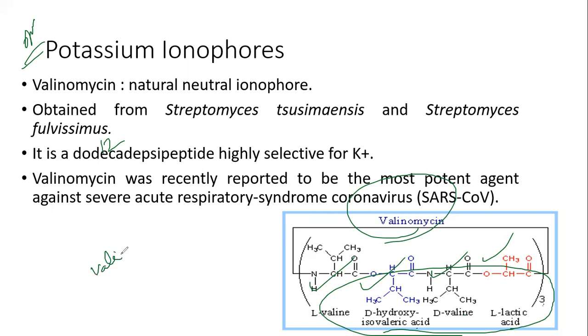Valine is done, valeric acid is done. Now please do remember that this is L-valine and here it is D-valine. Okay, you have to keep this in mind too. And then the lactic acid. So this is your valinomycin. Again, it's a peptide structure only.